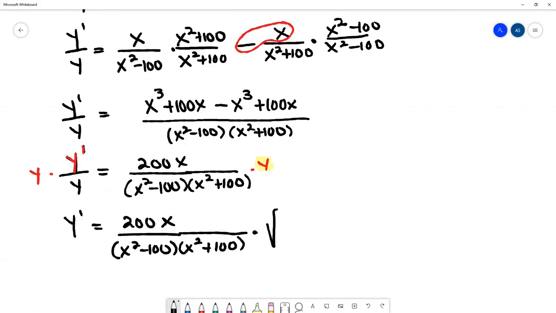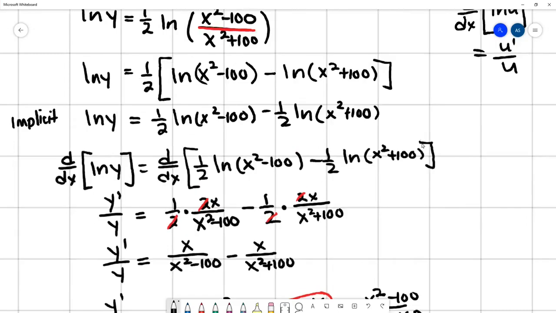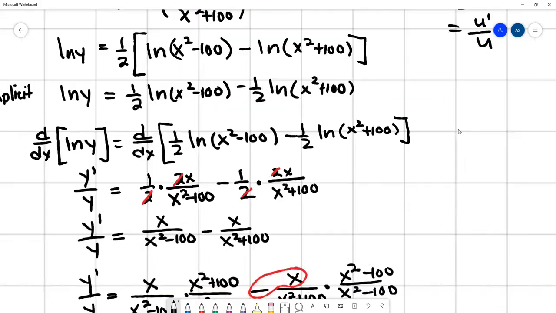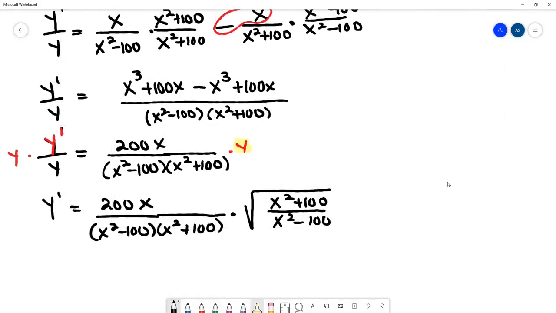So y is the square root of x squared plus 100 over x squared minus 100. I might have that backwards. Let me just double check that one more time. The plus is in the denominator. Okay. All right, so we have a minus 100 in the numerator and a plus 100 in the denominator.